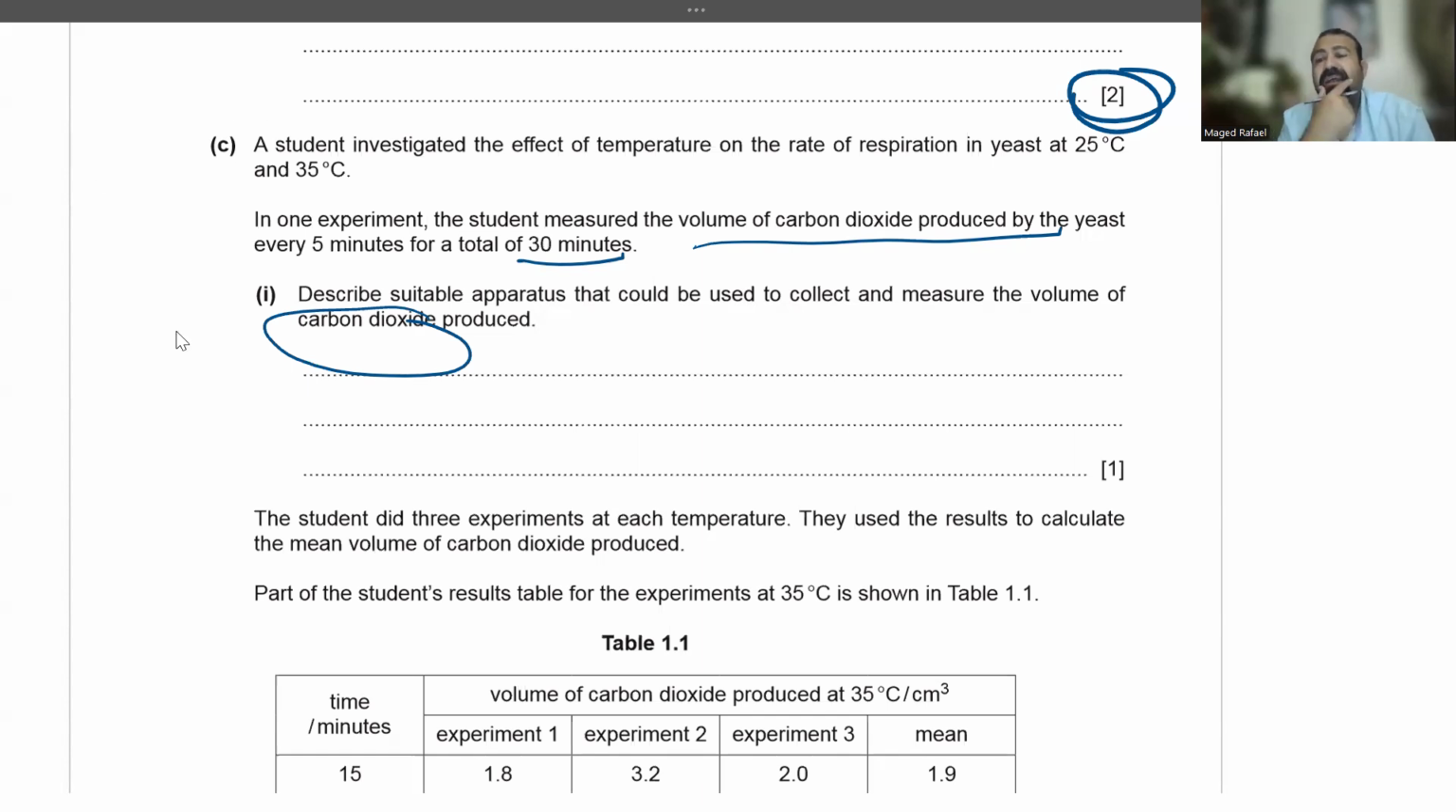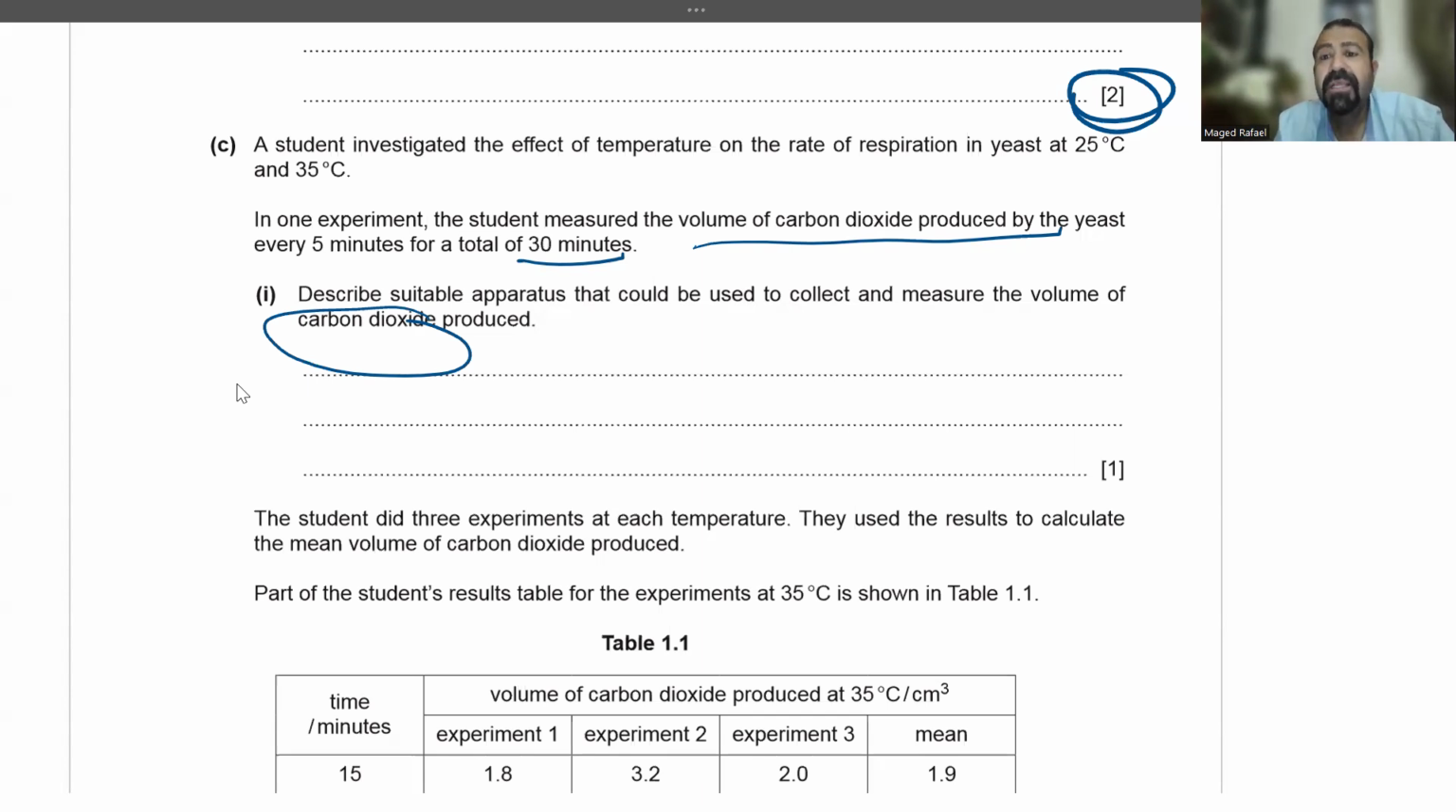There is another method, and I think you took it in chemistry, guys. The inverted measuring cylinder with a delivery tube. I think you took it in chemistry, right? The upturned measuring cylinder or inverted measuring cylinder with delivery tube. But it's way easier in biology to write gas syringe. Let's go to the next question.